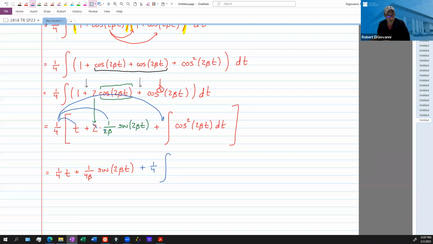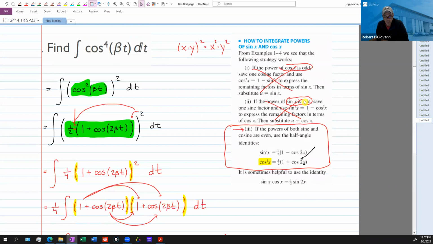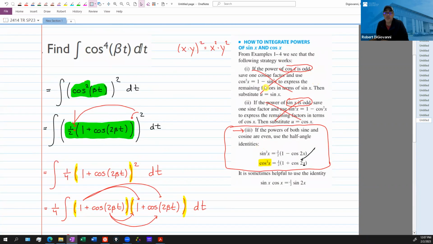And then this piece, this right here, I need to take the antiderivative of. So we are back to the very beginning of the problem where we say, hey, what happens if you have cosine to an odd, or sine or cosine to an even? This is the case we have, right? We have cosine to an even again. So I've got to use that formula again.